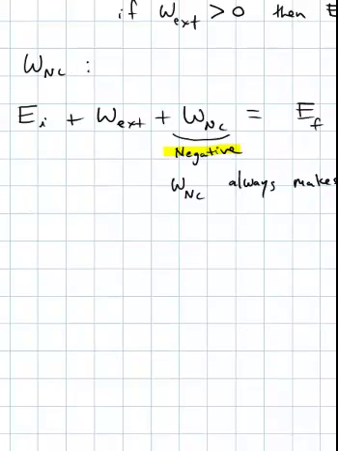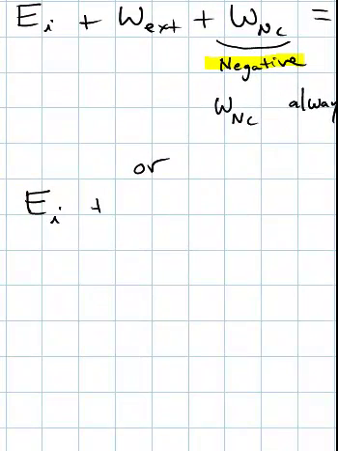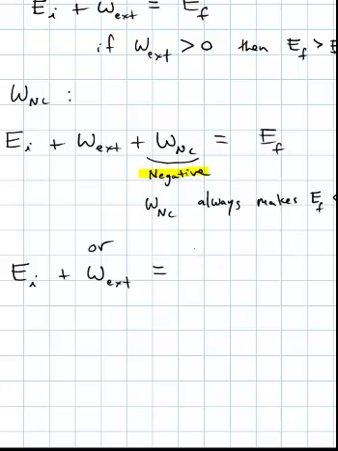The other way you could write this, which sometimes is easier so you don't make that mistake and forget a negative sign, is you can write it like this. See, the work done by external forces, sometimes that's positive, sometimes that's negative, we don't know. So we can just put it here and hopefully we'll remember when the time comes to keep a negative sign there if it's negative. But the work done by non-conservative forces is always negative.